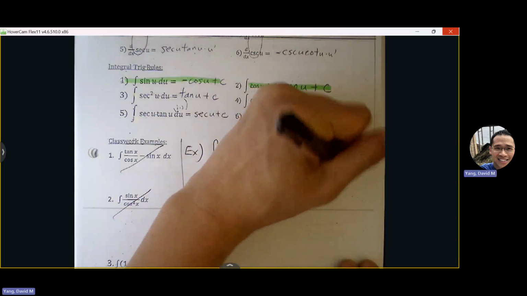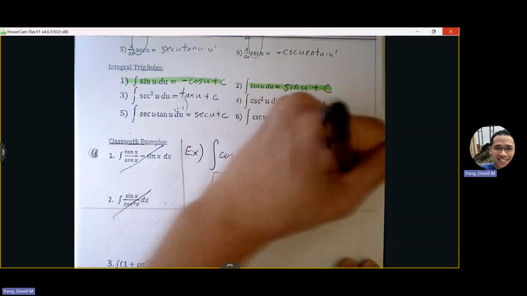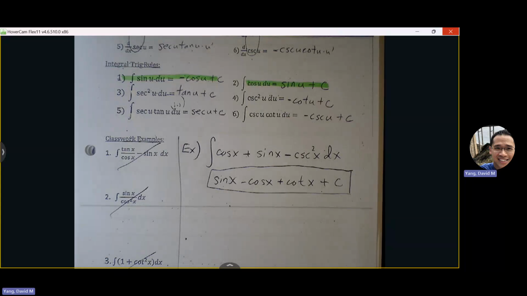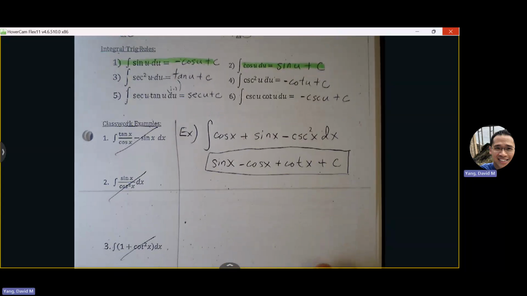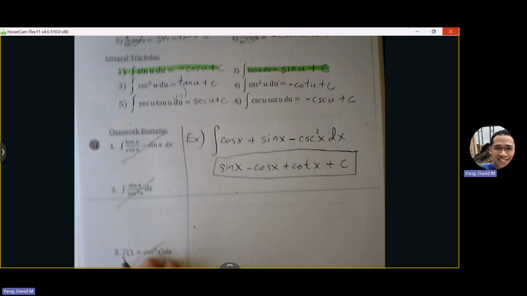And then you have to include a plus c because we have a family of functions that all share the same derivative as this. So on the quiz, you really have to know how to work the integral rules from the derivative rules that you learned from first semester. Okay, next page.